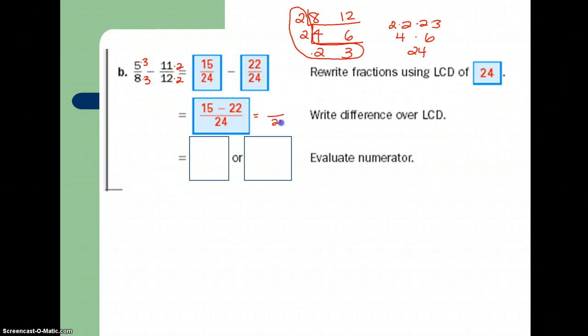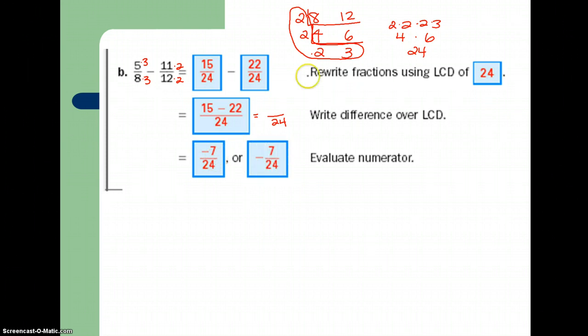This is going to be a negative because 15 minus 22 is negative 7. You can put the negative any way you want as long as there's only one negative. So it can be in the numerator or it can be outside. Either answer is correct.